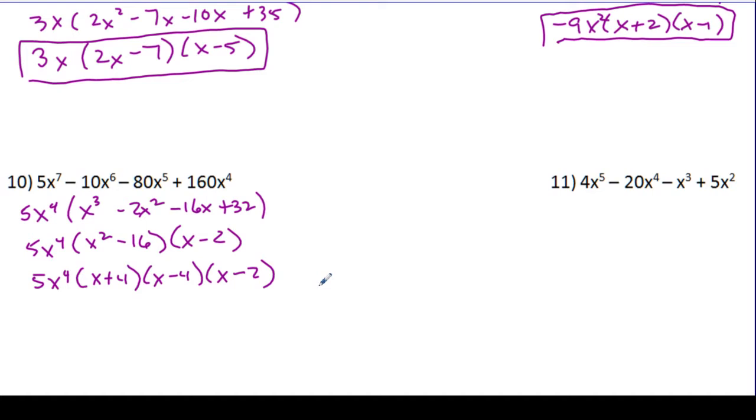Okay, problem number 11 is another example like we just did, where I have a 4-term polynomial. There's another GCF, in this case x squared, that I can remove.